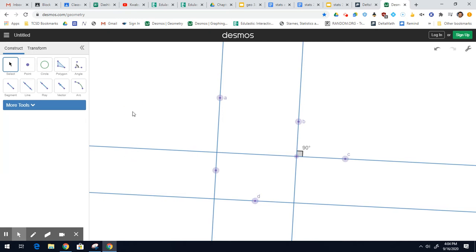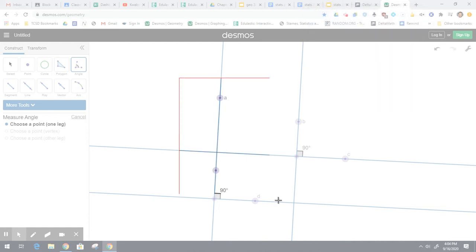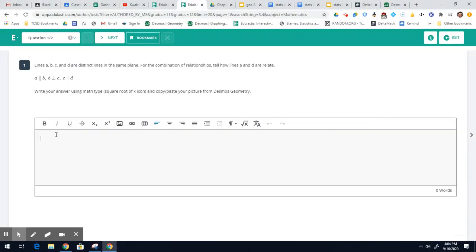And now the question is, how do A and D relate? Well, they intersect right here. And guess what? When I measure the angle at their intersection, I get a right angle. A and D are perpendicular. So I'm going to copy and paste this into my Desmos Geometry along with the MathType.